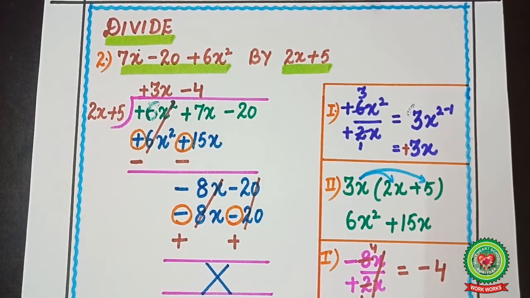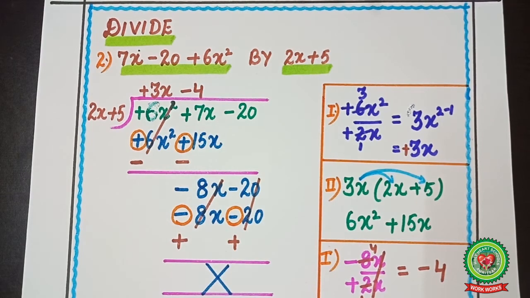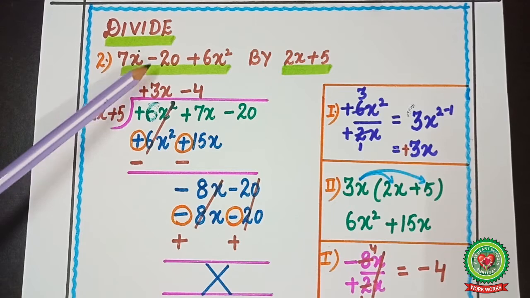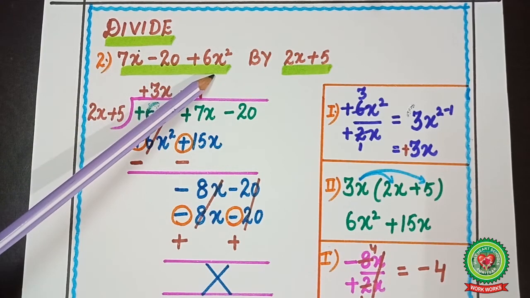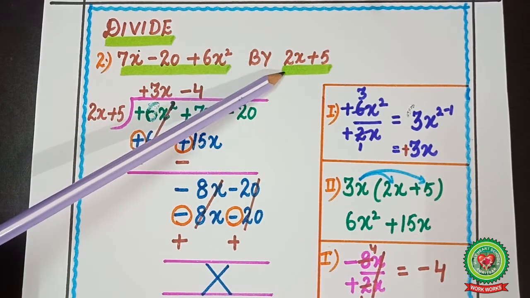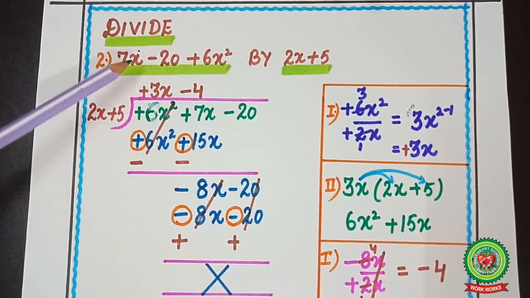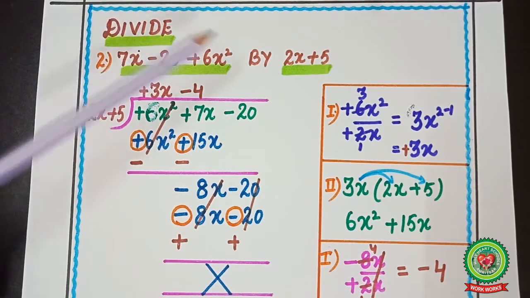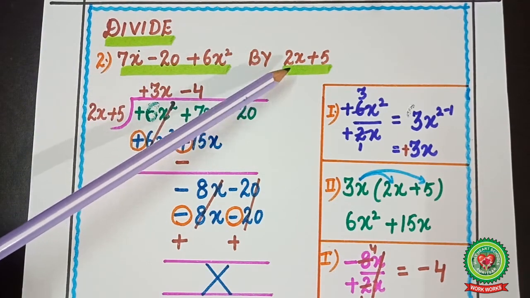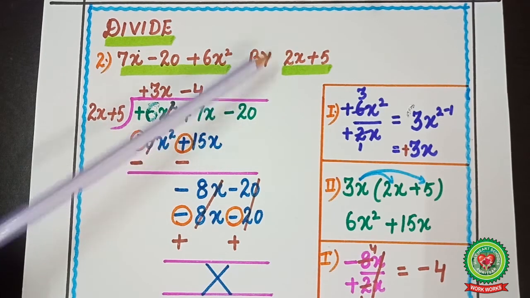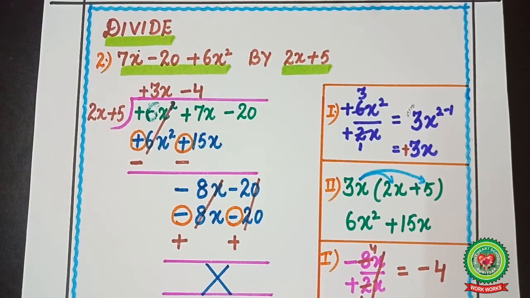Now student, this is example number 2. Just read the statement: Divide 7x minus 20 plus 6x square by 2x plus 5. Here this one is the given polynomial, and we have to divide it by this expression, that is the binomial, right?